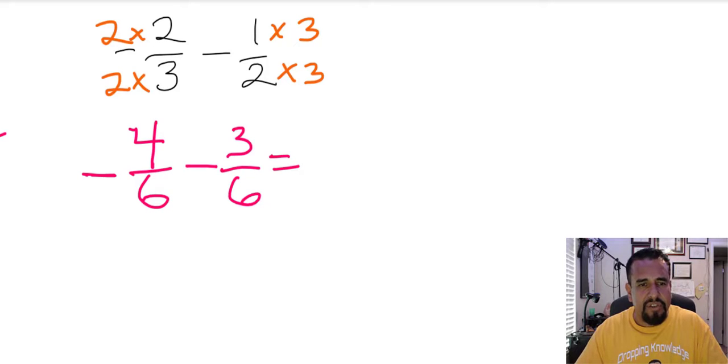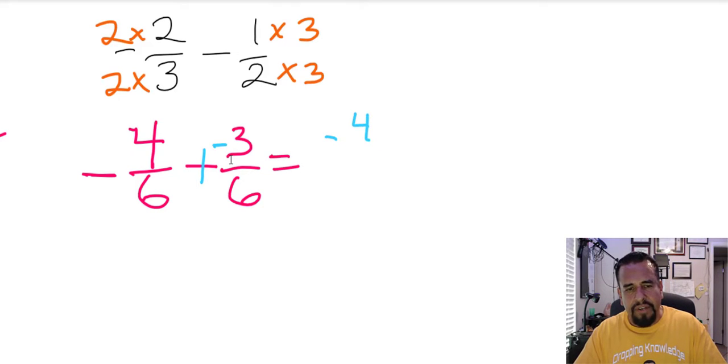Let me get a different color so it's obvious that I changed it. And we're going to change the second fraction. It's a positive, so now we're going to make it negative. That's what it means by keep, change, change. I change this to the opposite, and I change this to the opposite. So now what do we have? We have negative 4 over 6 plus negative 3 over 6.